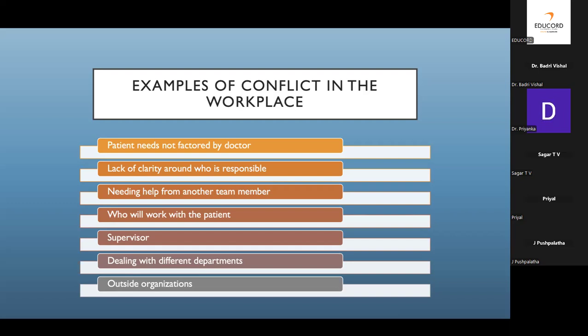Who will be responsible for this particular condition, who needs to work with the patient, and if you need help from another member of the team, who that person will be. Sometimes there is a difference with the supervisor as well, because people say they are biased. There'll be problems dealing with different departments, because departments will be at a different tangent, working at a different pace or on a different matter, so they cannot address you at that moment if you want immediate attention. Working with an outside organization can also be a very tedious task, because of which a conflict can occur.